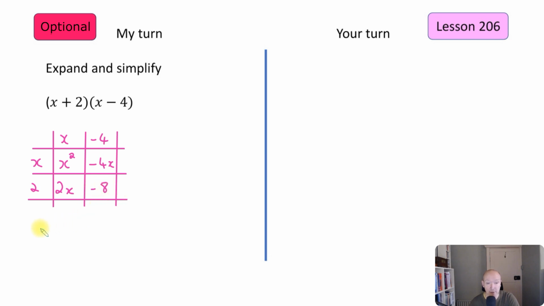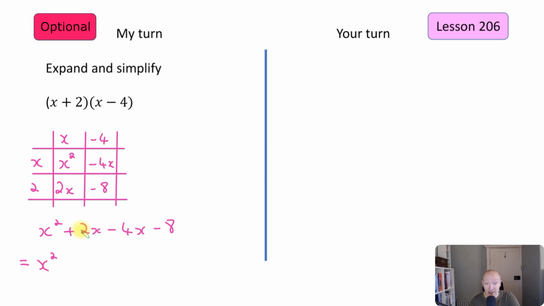And next, I'm just going to write these out. So x squared plus 2x, no, that's a positive here, plus 2x minus 4x minus 8. That's the expand part done. Now the simplify, all we're going to do is group things together. So what have I got here? Well, I've got x squared, but there's no other x squares. There's nothing else that's the same, so nothing I can do there. x squared.